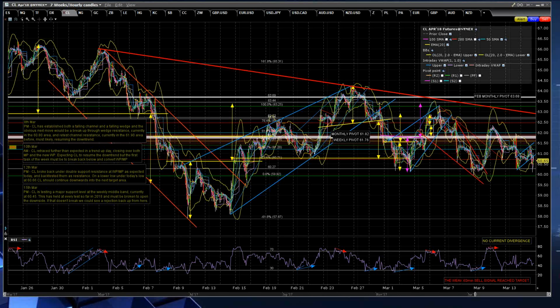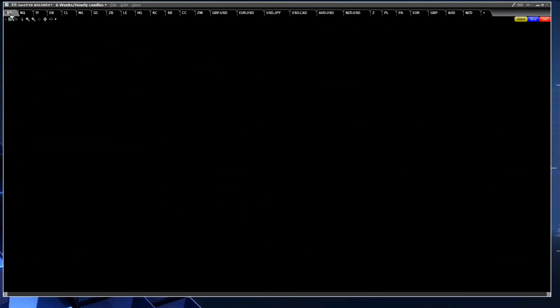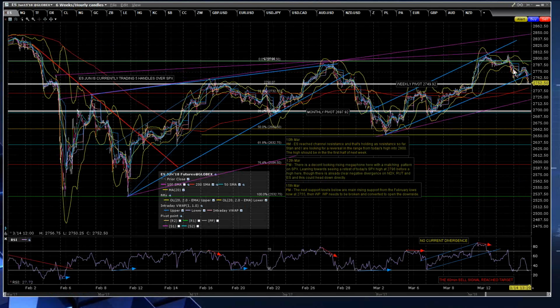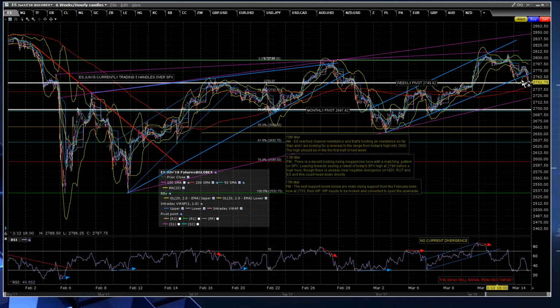Obviously, as we were discussing, we are testing on ES the weekly pivot area. Could this be support? Well, it's a very obvious area that can often be support, yeah. So that needs to break. We have broken down below this rising megaphone now, but obviously this level needs to break. And also, switching over to the RTH charts to have a quick review there.